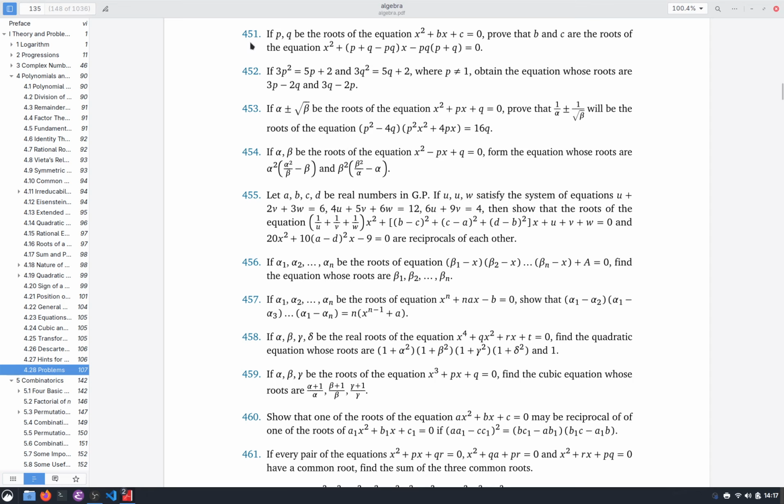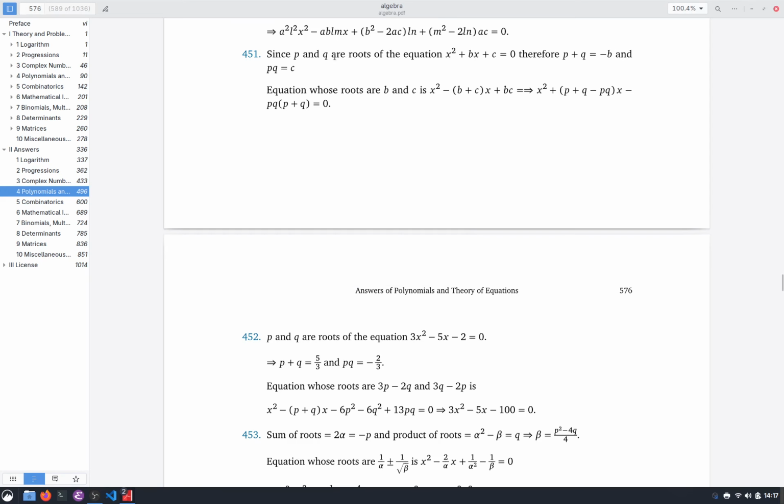Question 451 says that if p, q be the roots of the equation x square plus bx plus c is equal to 0, prove that b and c are the roots of the equation x square plus (p plus q minus pq) into x minus pq into (p plus q) is equal to 0.